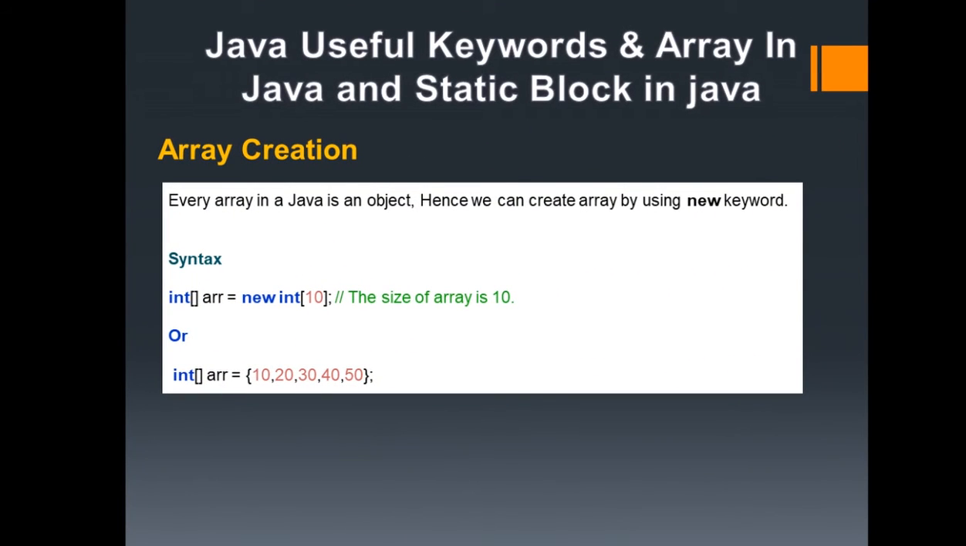Array creation. Every array in Java is an object, hence we can create an array by using the new keyword. Here is the syntax: int[] array = new int[10]. The size of the array is 10, or int[] array equals, you can define the values of the array also.